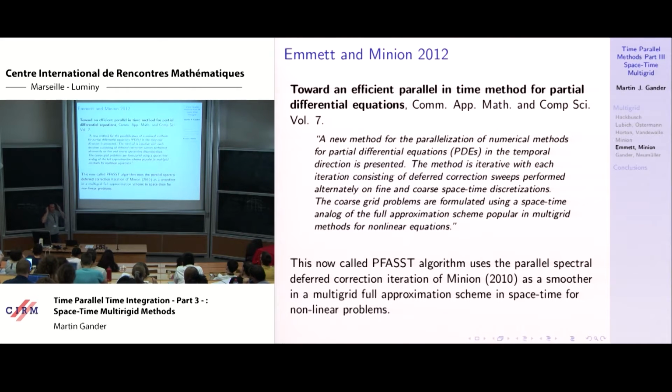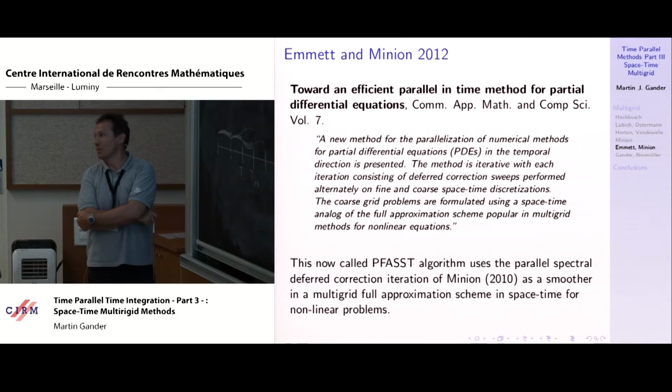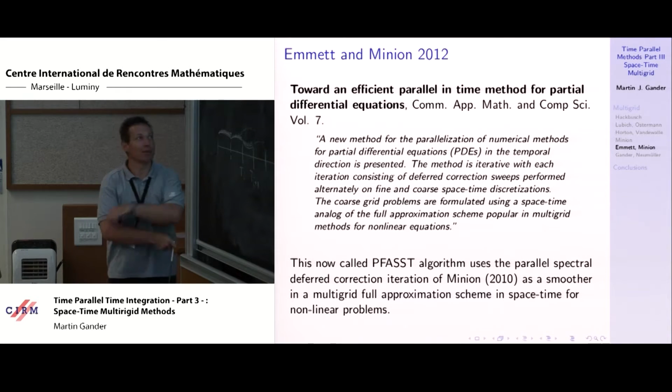But then they said, just forget about this. Just use this procedure as a smoother and build a full approximation multi-grid method for a nonlinear evolution problem. And that's an algorithm they call PFASST. Now, this name has a really funny story.